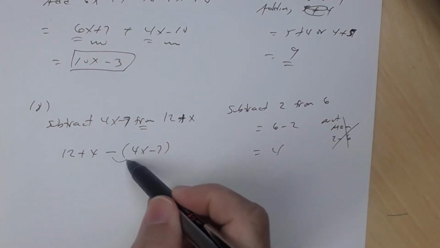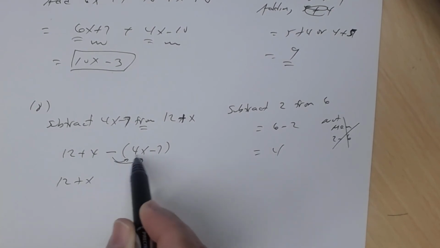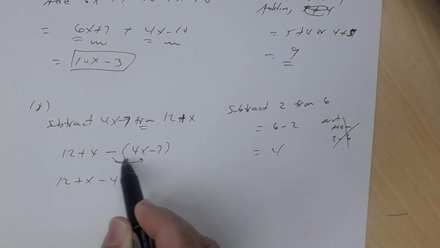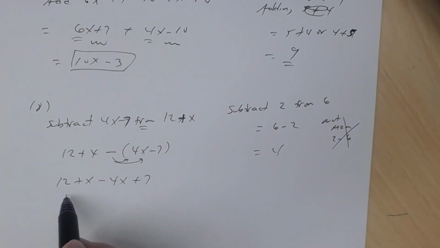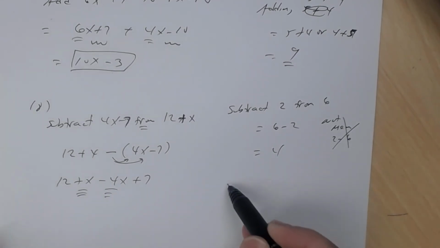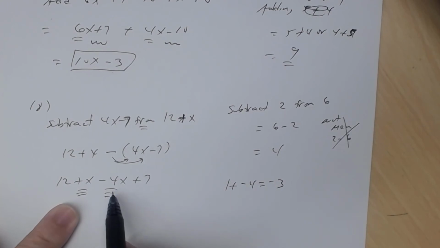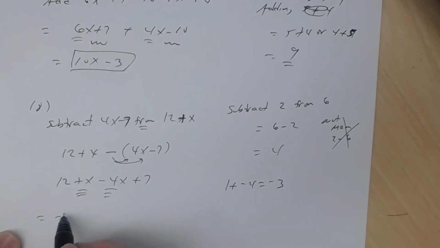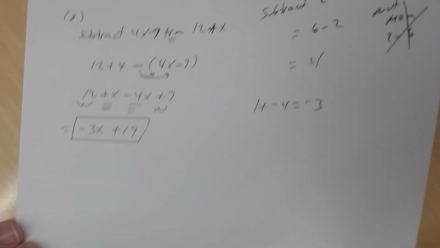Okay, now let's distribute the negative 1 through here. So this is 12 plus x. A negative 1 times 4x is a negative 4x. And a negative 1 times a negative 7 is a positive 7. And now combine like terms, a 1x and a negative 4x. So 1 plus negative 4 is a negative 3. So 1x and a negative 4x is a negative 3x. And then 12 and 7 is 19. So the answer is negative 3x plus 19.